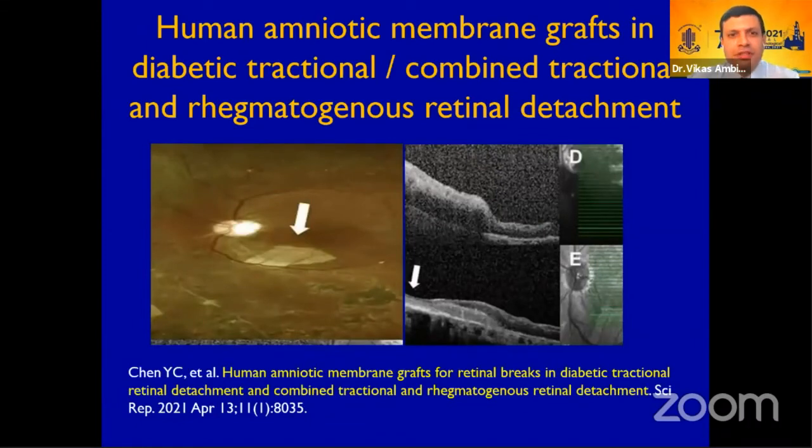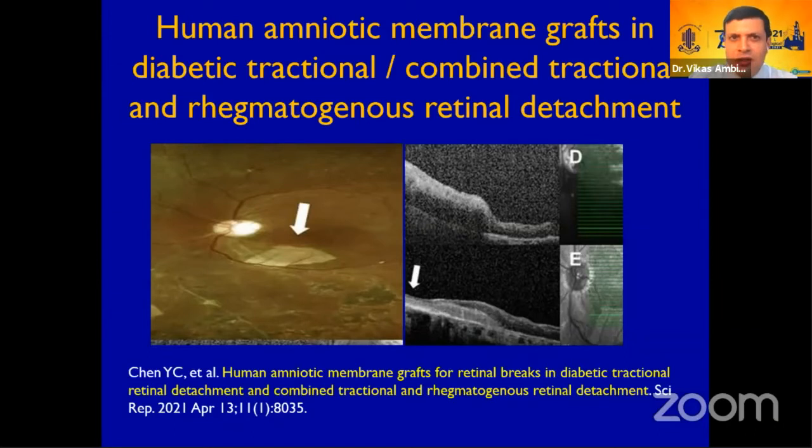Then this is a very interesting usage of, again, human amniotic membrane. In tractional retinal detachments and in combined RDs in diabetics, whenever we operate, we most commonly land up with some iatrogenic macular holes. These RDs have a very thick subretinal fluid, so even if you aspirate the fluid, it will never be complete. What we end up doing is an extra amount of laser around these breaks, which subsequently leads to PVR formation and recurrent RDs after the surgery.